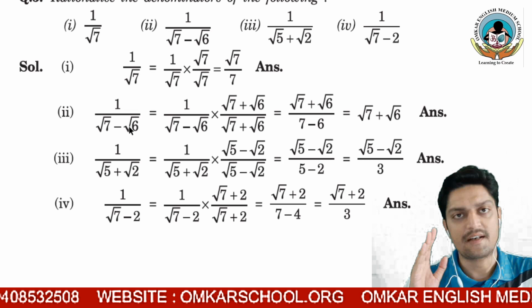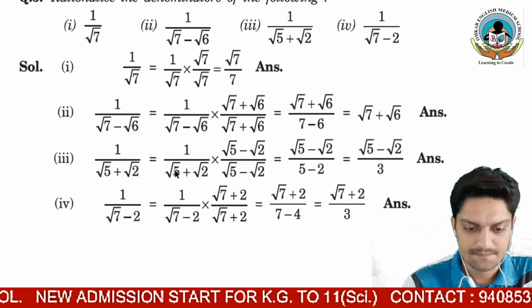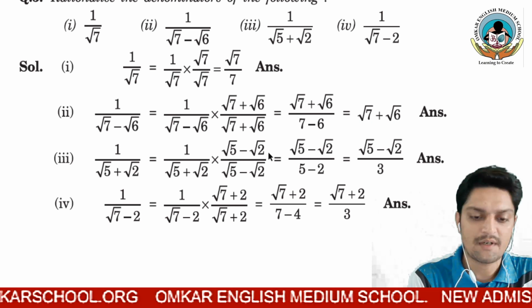So now here again the same question, but just numbers are different. So here you can see root 5 plus root 2. Okay, so 1 upon root 5 plus root 2. So opposite sign you have to take. In numerator and denominator you have to multiply. So here you can see root 5 minus root 2, because here it's given plus root 2, so now you have to take minus root 2. So root 5 minus root 2.